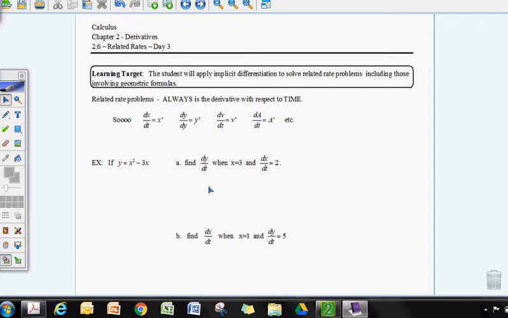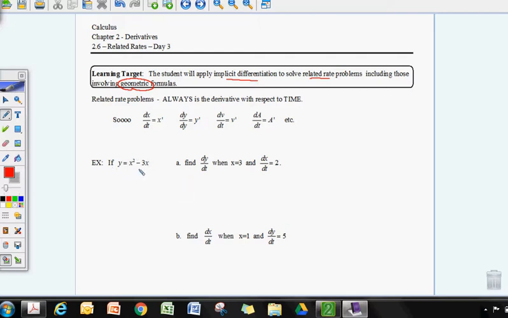Hey, good morning, everyone. So today I'm giving you guys the option of having a video so you can take a look at what's going on. We are still finding implicit differentiation. We will be doing implicit differentiation to solve related rate problems, and now we're going to use some geometry formulas. So just remember that dx/dt is still our derivative. We've had that discussion. Just kind of warming you up.